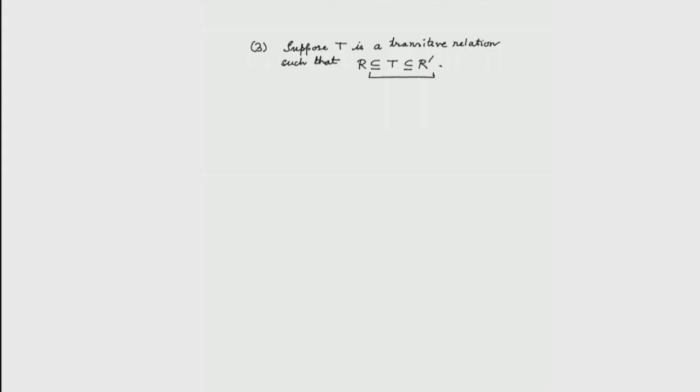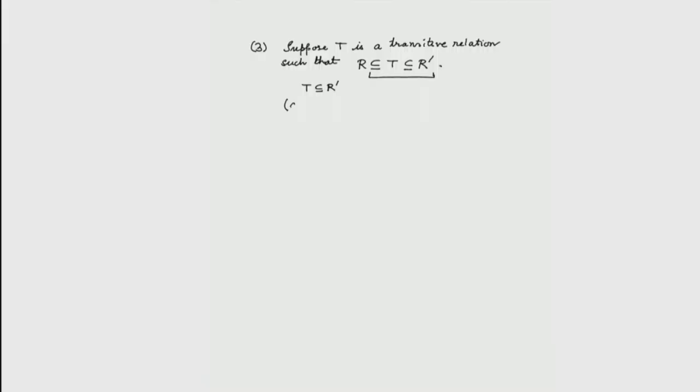What we will prove is that if such a thing happens, then T is forced to be equal to R prime, and that proves that there can be no proper subset of R prime which contains R and is transitive at the same time. Now, to do this, we have to prove that T equals R prime, and that means, set theoretically, T is a subset of R prime and R prime is also a subset of T. Now, this part of the chain already tells us that T is a subset of R prime. So, there is nothing to prove. So, we have to prove the other way around, that R prime is a subset of T.